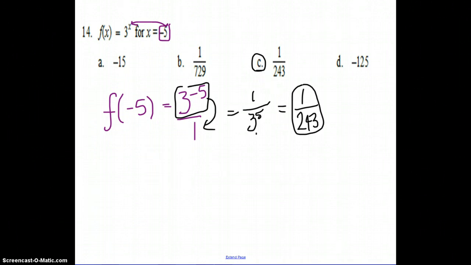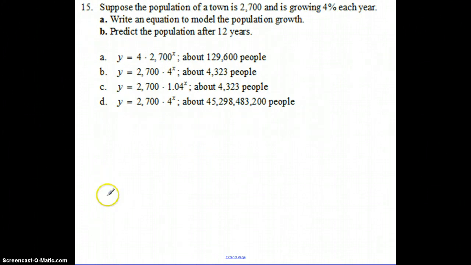Ooh, we're getting towards the end here, guys. Okay, next one. Now this is one of those story problems that we did early on as part of 8.7 and 8.8. So this says, suppose that the population of a town is 2,700 and is growing at 4% a year. They want to have an equation to model, and they want the population after 12 years. So we have 2 jobs to do.